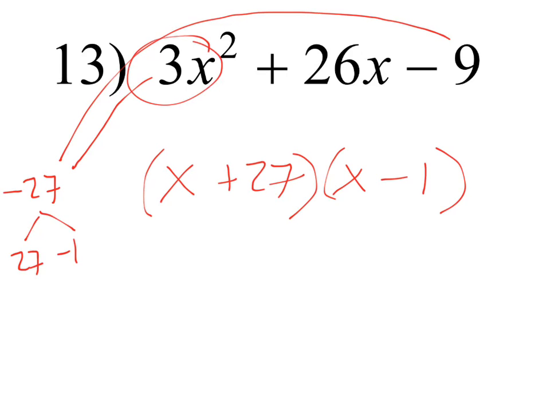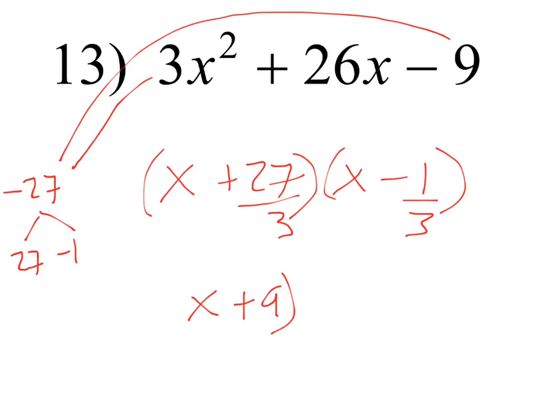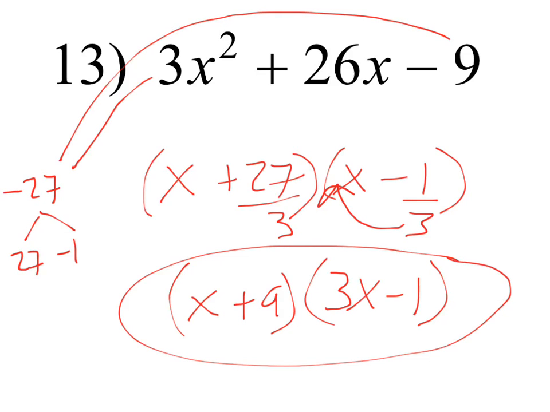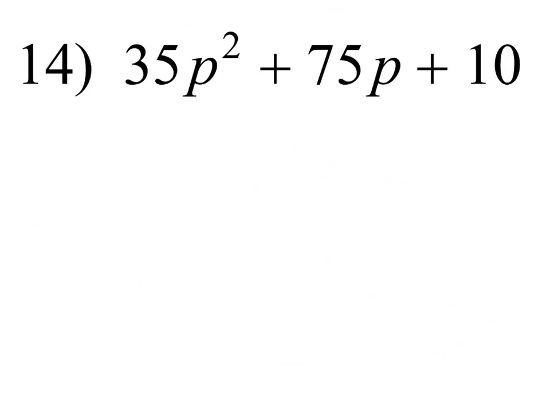And when you adjust for the 3 out front by attempting to divide them both by 3, it works in the first one, which will give you x plus 9. But it doesn't work in the second one, so you can take this 3 and move it out front. We'll get 3x minus 1. And we get this guy. If you want, you can try and distribute them through and then combine like terms and know that it's going to give you this guy up here.